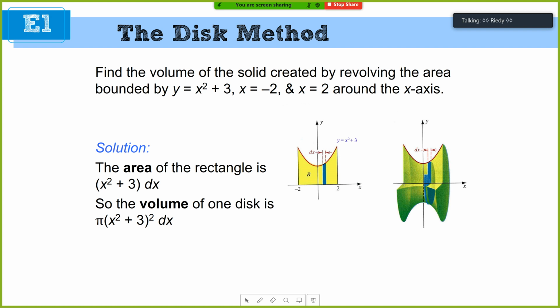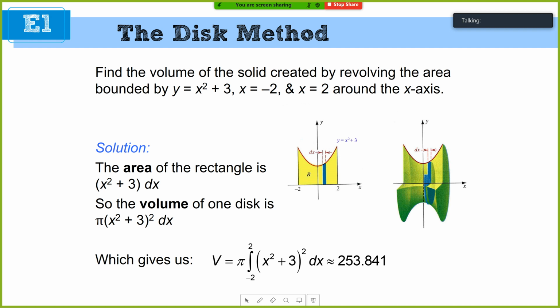If you can get to this being the volume of the disk, the rest is easy, because now all I have to do is use an integral to accumulate all those volumes from -2 to 2. And it turns into that. Okay, so let's talk about a couple things about this. Number one, the first thing I always do is move the pi out in front because it's a constant and it doesn't matter.